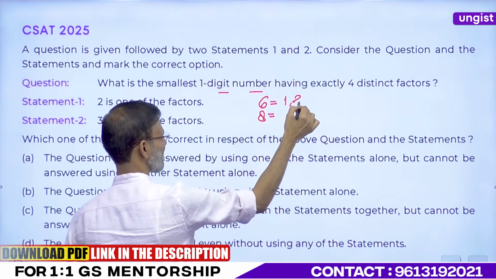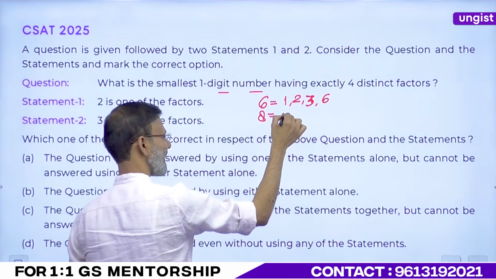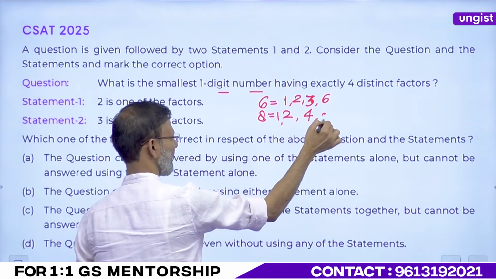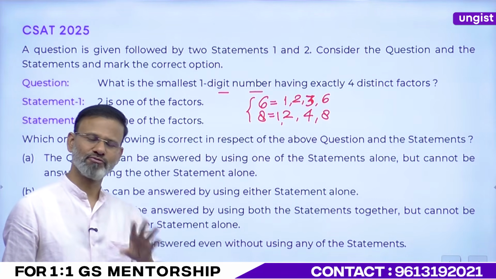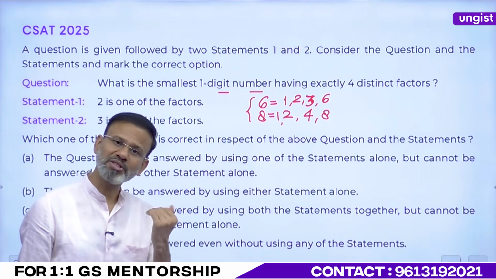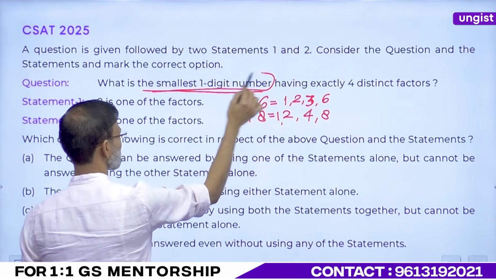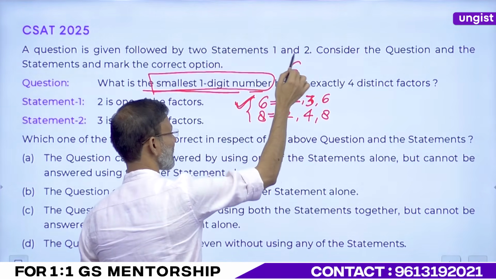So 6 has 4 factors, 1, 2, 3, 6. And 8 has 4 factors, this is 1, 2, 4, 8. There are 2 single-digit numbers which have 4 distinct factors. But read the question once again. The question is saying, what is the smallest 1-digit number? Smallest. So the smallest is 6. Okay, everyone. So here the answer is 6.